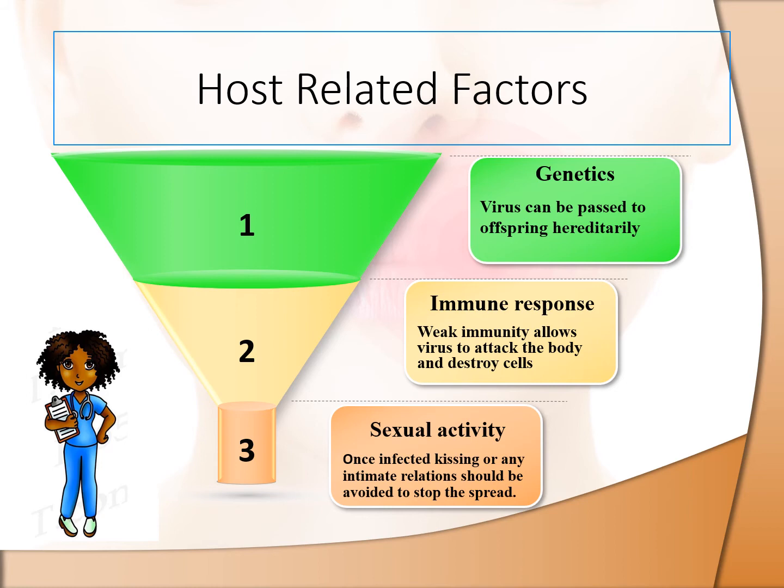Host-related factors consist of, one can be genetics. So the virus can be passed to offspring hereditarily. Another factor can be immune response. Weak immunity allows the virus to attack the body and destroy cells. And then of course, sexual activity. Once infected, kissing or any intimate relation should be avoided to stop the spread.